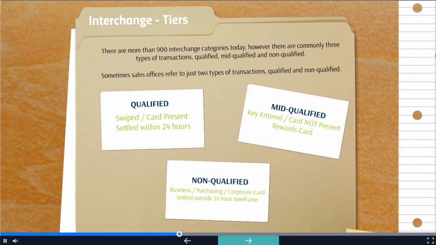Let's talk about the types of transactions. There are essentially 3 types of transactions: qualified, mid-qualified, and non-qualified. The way that these are priced can vary merchant by merchant. We can pass through true cost, we could bundle a flat rate, or we could put the merchant into a tiered pricing plan of some sort.